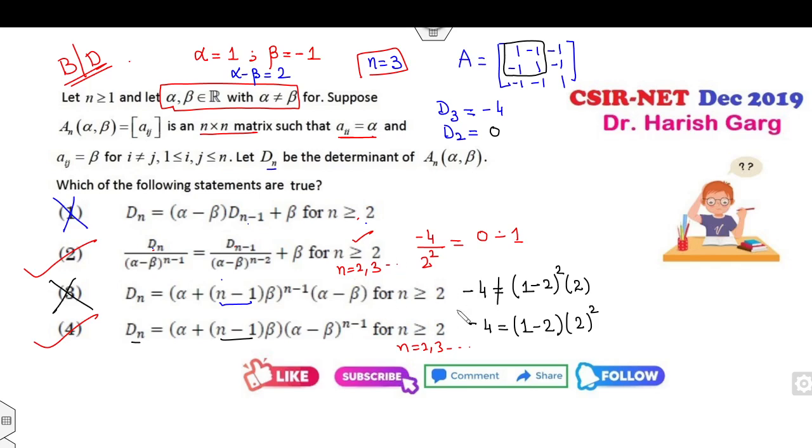There is no need to check more values 4, 5, 6, because if two values are fine, that is more than enough.